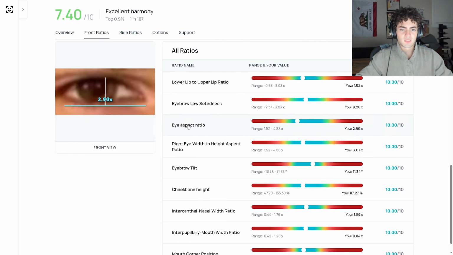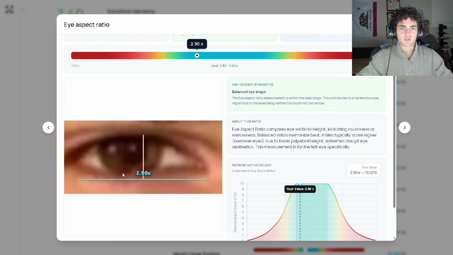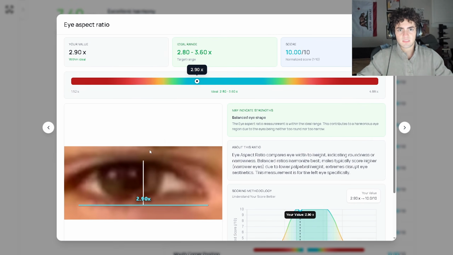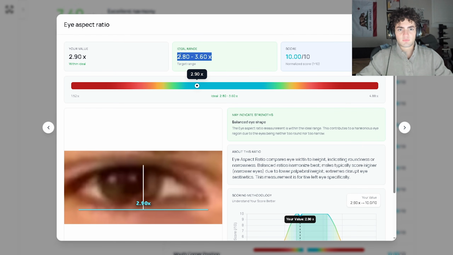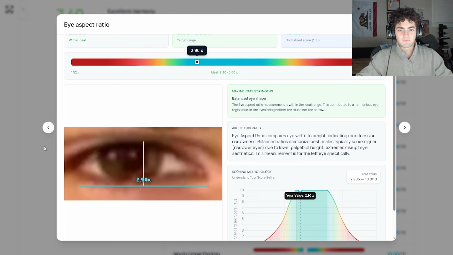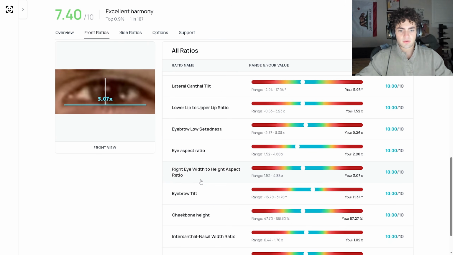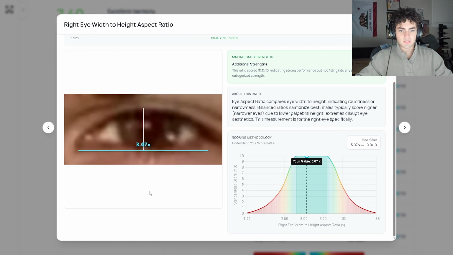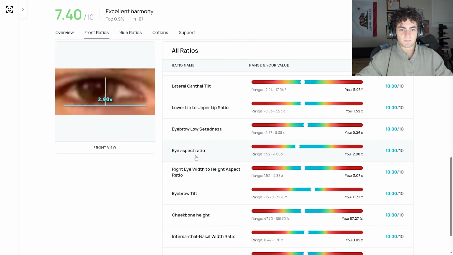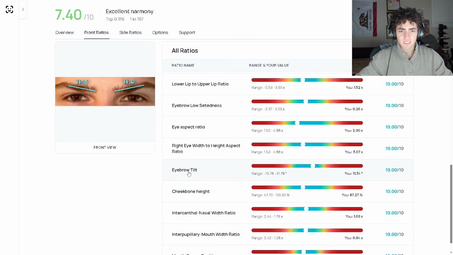Very good. Eye aspect ratio. So this is measuring the size or how compact your eye shape is. And you want your eyes to be 2.8 to 3.6 times wider than they are tall. And for him, it's 2.9 on this one eye. And then on his other eye, it's 3.07x. So that's actually pretty good. So yeah, really good. Now for his eyebrow tilt, it's 11 degrees approximately.